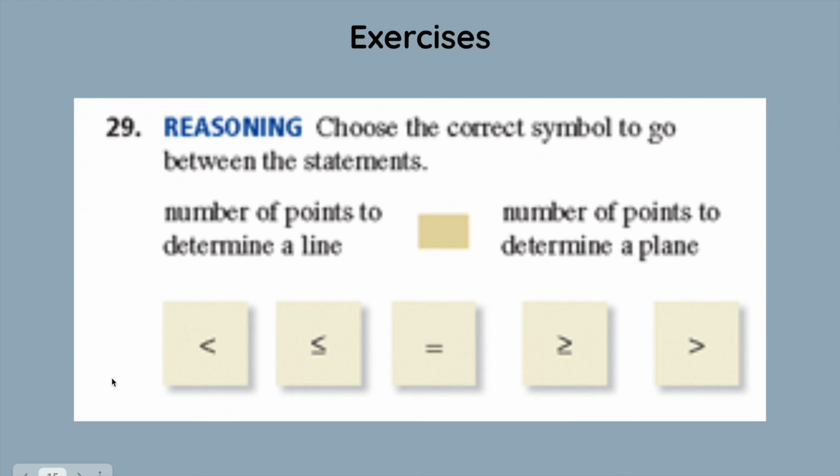So here's our last problem. Choose the correct symbol to go between the statements. We have the number of points to determine a line on one side and the number of points to determine a plane on one side. So thinking back to our postulates, we know that the number of points to determine a line will be 2, and the number of points to determine a plane will be 3. So therefore, this will be a less than sign.